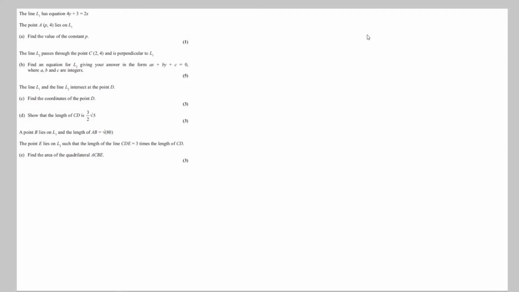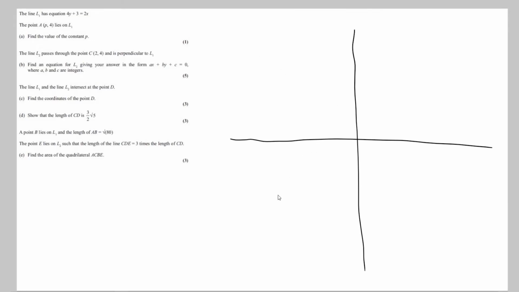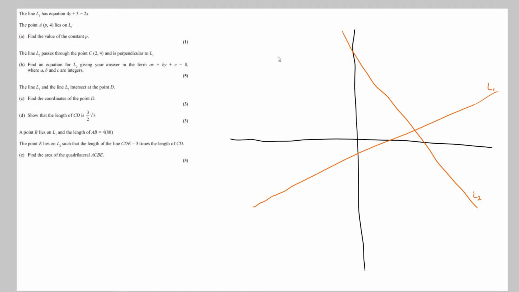So actually, I'm just going to draw a graph to start off with, and I'm going to plot both of the lines, not perfectly, just kind of eyeballing it. So L1 is a half gradient, something like this. Doesn't matter how straight they are, as long as it's workable for you. And L2 is a steeper negative gradient like this. Okay, so this here is L2, this here is L1. Okay, cool.